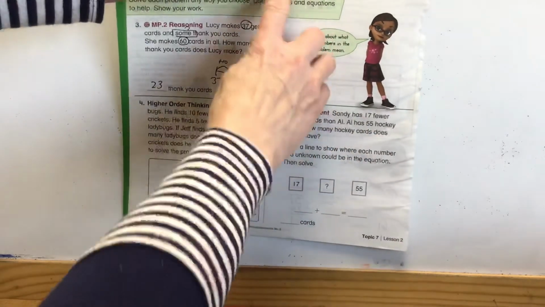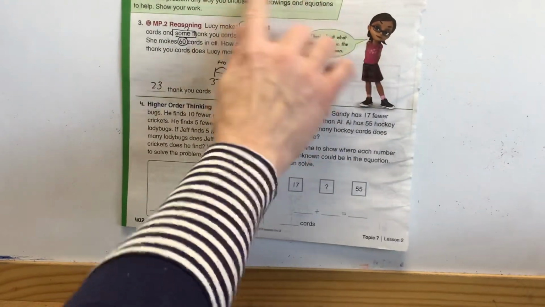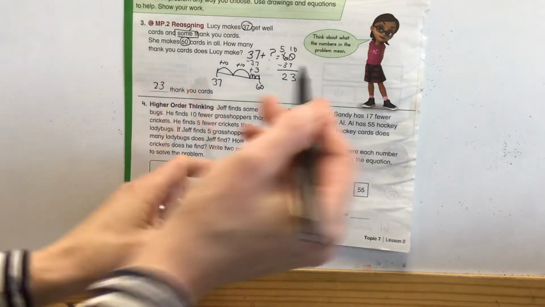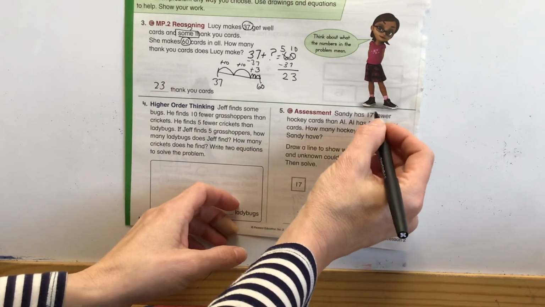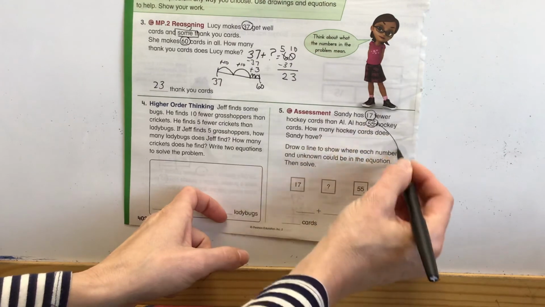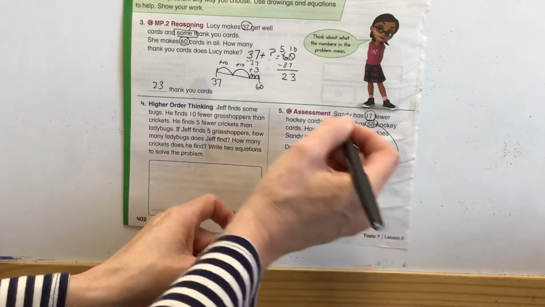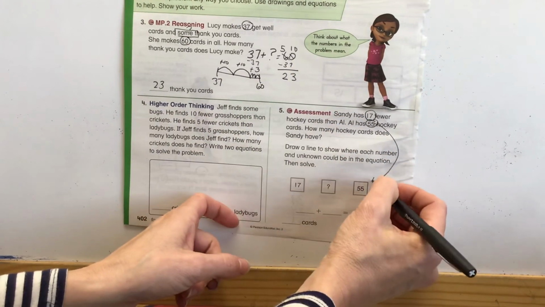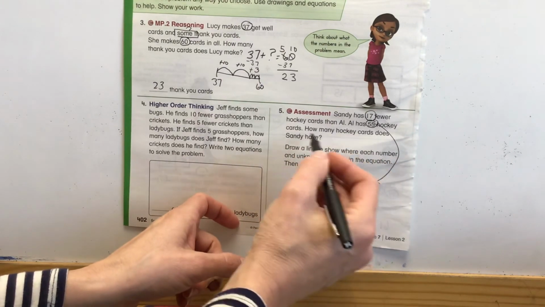Okay, let's go back to number 5, our Common Core assessment question. Get another piece of tape here. Okay. Our Common Core assessment question 4 right here. Sandy has 17 fewer hockey cards than Al. Al has 55 hockey cards. So we already know down here, this is our total amount, right, is 55. How many hockey cards does Sandy have?